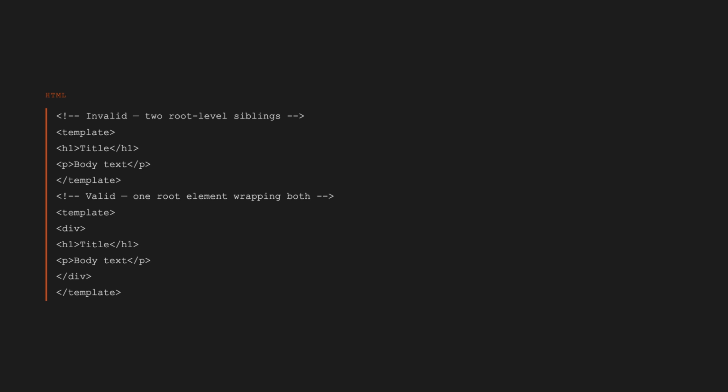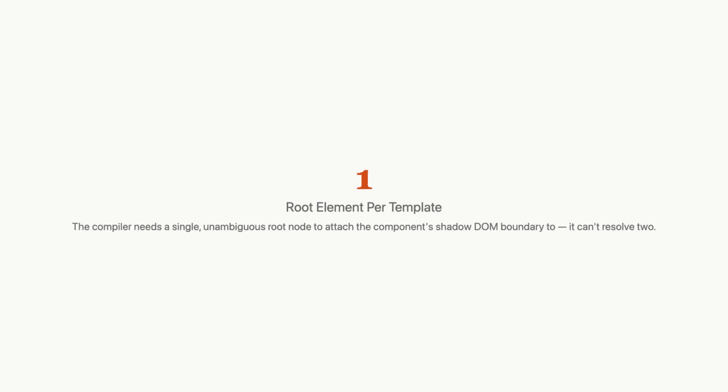Conditional rendering. Instead of a ternary expression embedded in markup the way JSX allows, LWC templates render conditionally through directives written directly on the elements involved. lwc:if, lwc:elseif, and lwc:else.